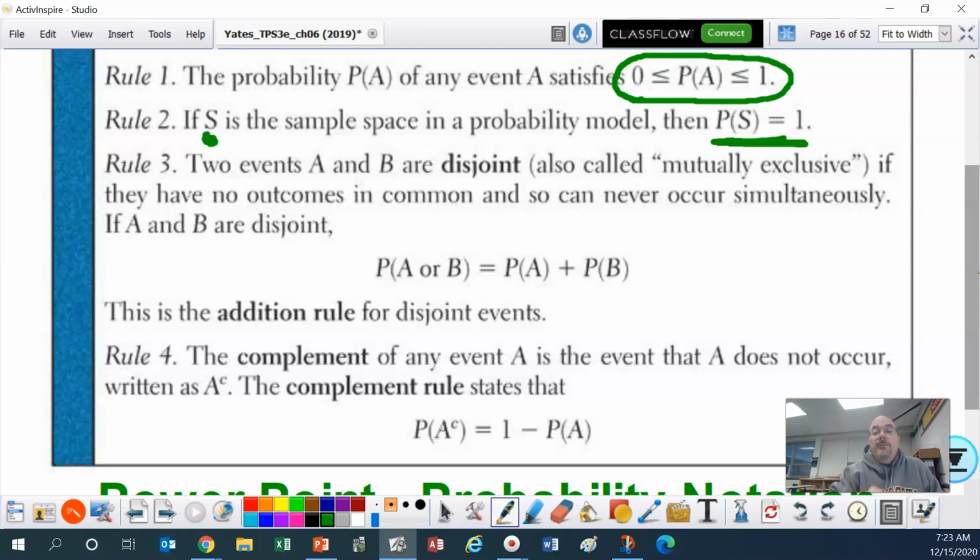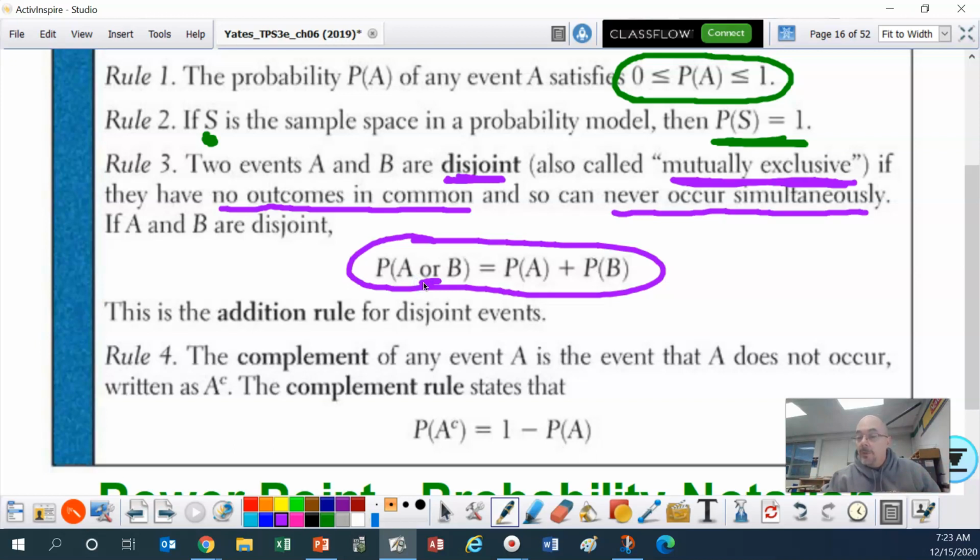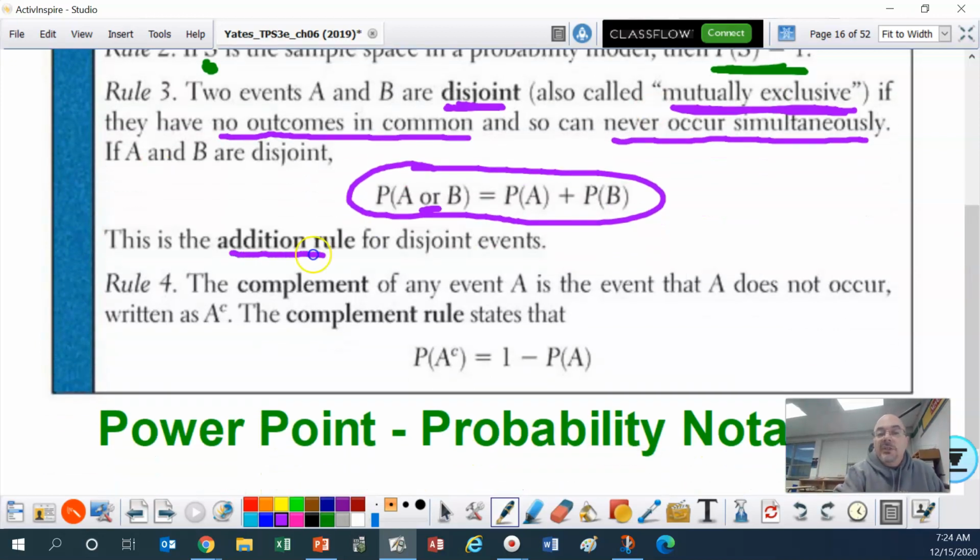Rule number 3, if we have disjoint events, also known as mutually exclusive, they have no outcomes in common and so can never occur simultaneously. Therefore, we can add those probabilities together. So if we have the probability of event A or the probability of event B, we can add those probabilities together. Now, when we get to rule 5, it's going to expand. Well, rule 3, there's more to rule 3. This is only part of rule 3. We will see the other part later, so just remember, we're not done with rule 3 yet. And that's the addition rule.